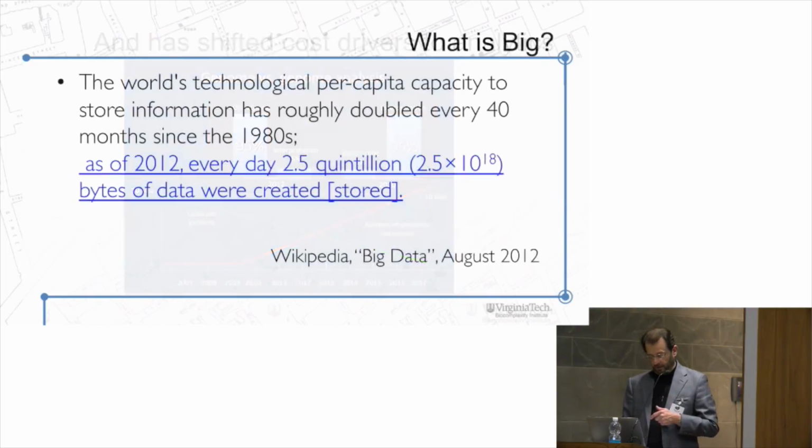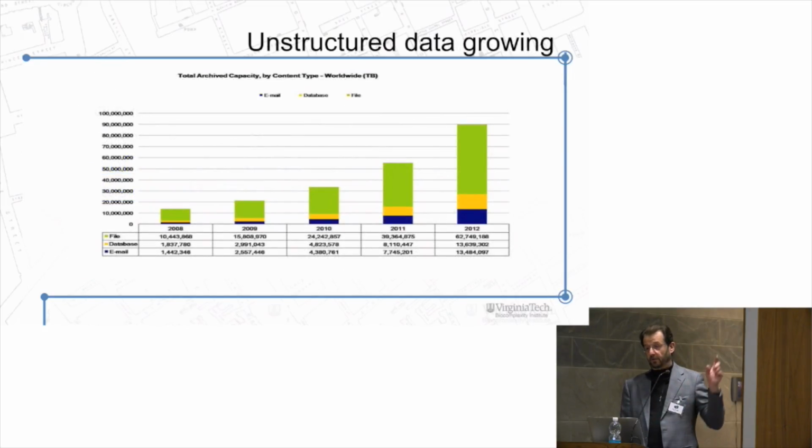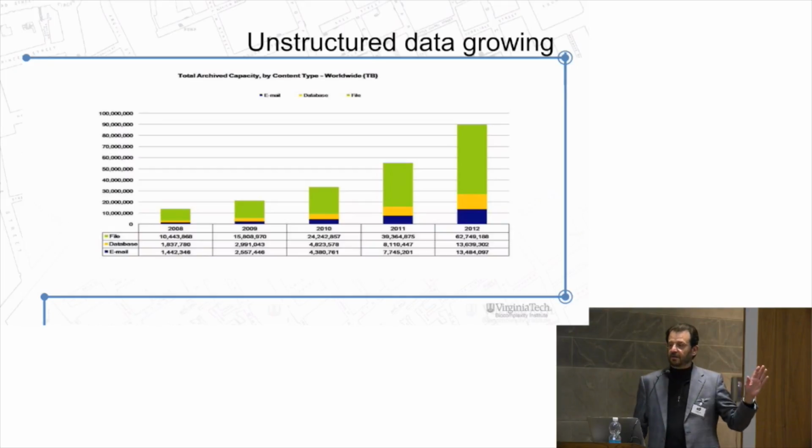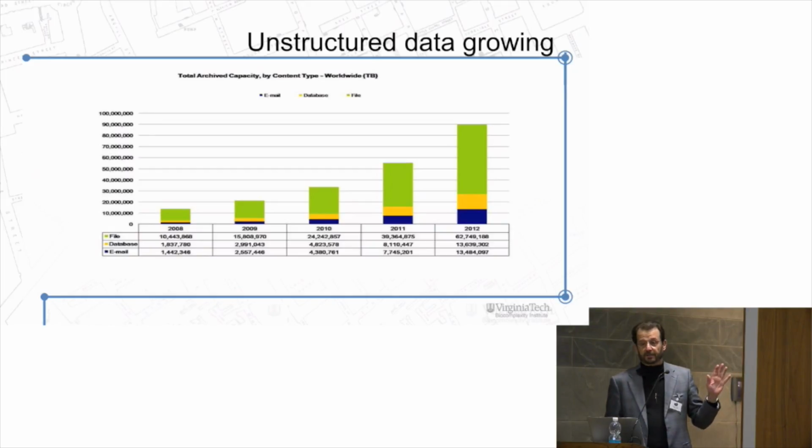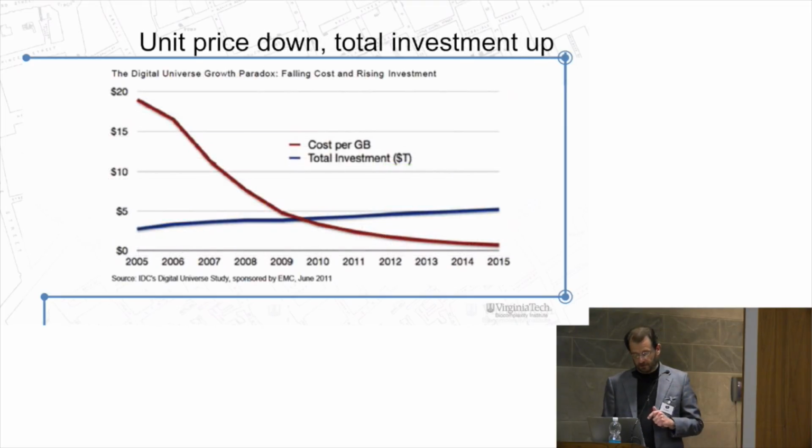As of 2012 or so, we were getting 2.5 times 10 to the 18th bytes stored every day, and unstructured data was growing like that compared to other kinds. The green is unstructured data, okay? Synthetic data libraries organize this environment. The purpose of them is to organize this environment in the context of a particular application and set of questions. And even though the total unit price is down, total investment is up, and that's very good news if you want to do this.